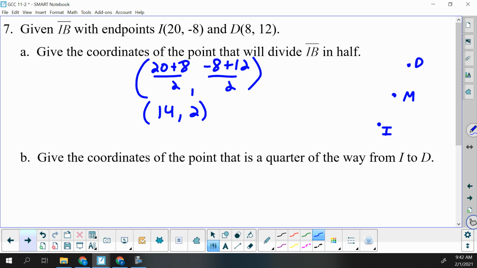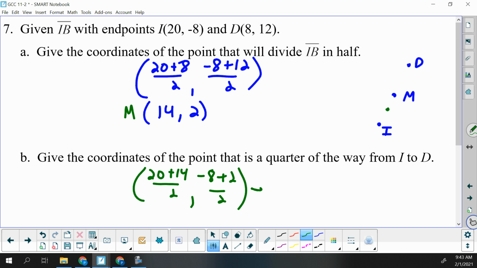Well, what we want to do next is find the point that is a quarter of the way from I to D. So if that's halfway, a quarter of the way would be right here. So what we'll do for that is we'll just find the midpoint between M and I, because that was M right there, our midpoint. So using M and I, we'll do our midpoint formula. So we'll have 20 plus 14 over 2, and we'll have negative 8 plus 2 over 2.